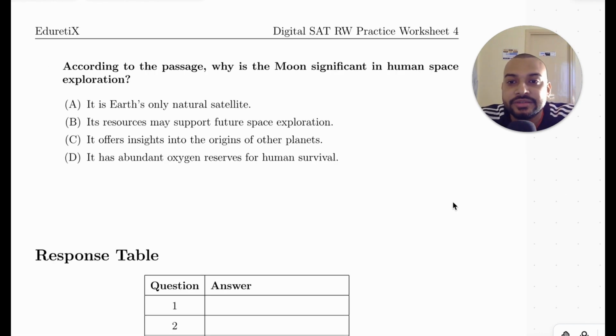So we will look at the question instruction first, that's present on this page. According to the passage, why is the moon significant in human space exploration? So we're talking about the significance of the moon in human space exploration. Look exactly for these things in the passage when you read it. Okay, let's go to the passage.